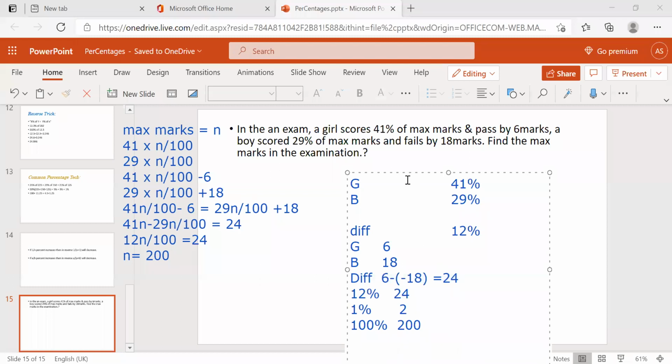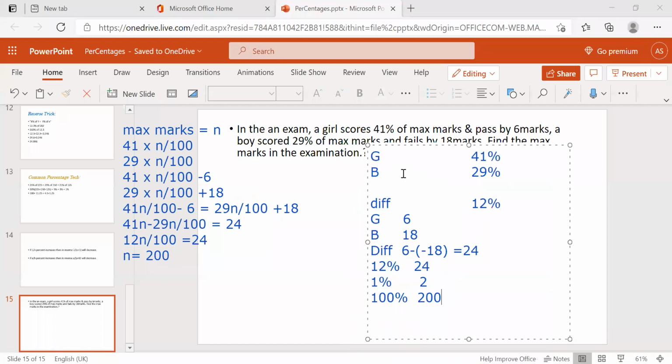Is it clear? Same as what we are doing here. We are just taking the difference between the percentages and the difference between the marks. So this mark and this percentage, we are equating these two. Both are equal, right? This 12% is equal to 24, then 1% will be 2, and 100% will be 200. If you're asking how we are getting 100%, it is 2 into 100, then 200. Is it clear, guys?